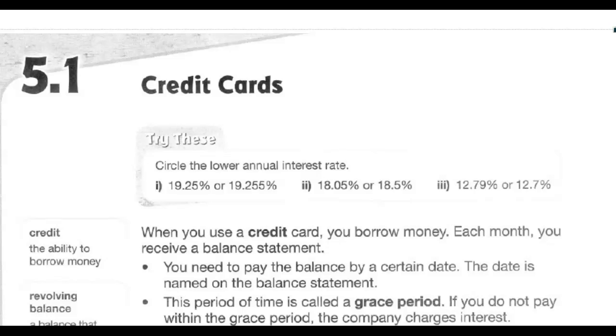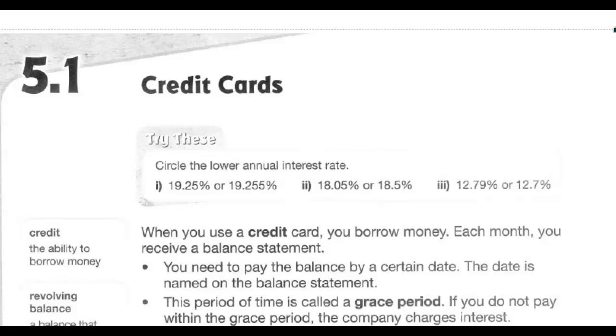Okay, 5.1 is looking at credit cards and doing a bit of comparing and a bit of calculating. So in the try these, it says circle the lower annual interest rate. Notice how they're pretty close, but we just have to look a little bit more closely.